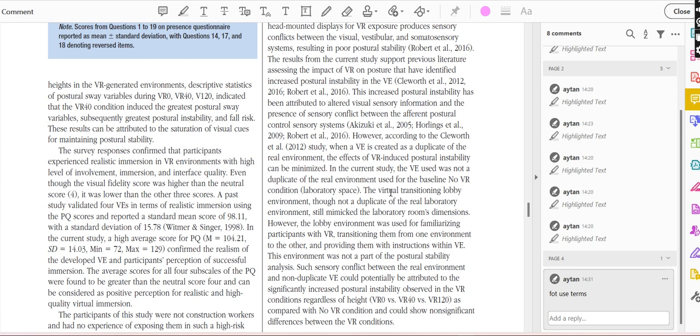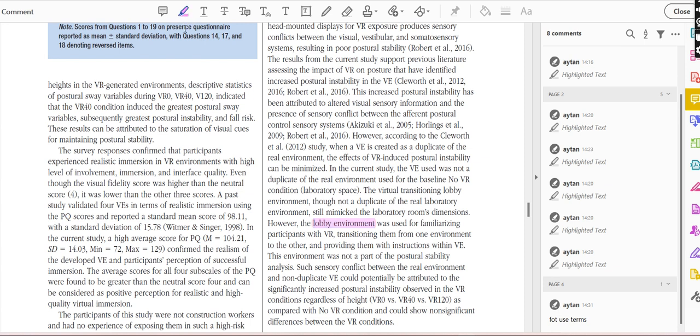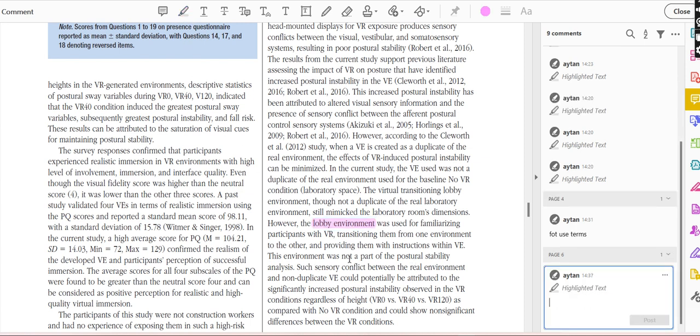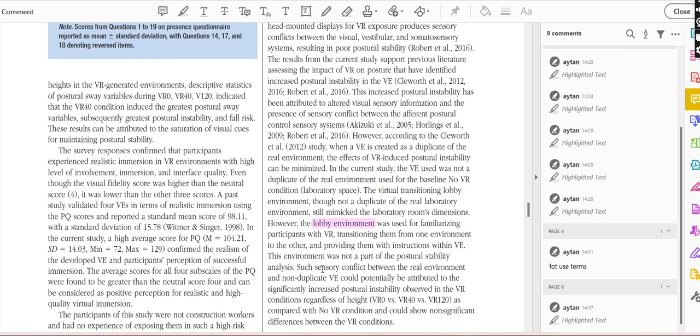The virtual transitioning lobby environment, though not a duplicate of the real laboratory environment, still mimicked the laboratory room's dimensions. However, the lobby environment was used for familiarizing participants with VR, transitioning them from one environment to the other, and providing them with instructions within VE. This environment was not a part of the postural stability analysis. Such sensory conflict between the real environment and non-duplicate VE could potentially be attributed to the significantly increased postural instability observed in the VR conditions regardless of height as compared with no VR condition, and could show non-significant differences between the VR conditions.